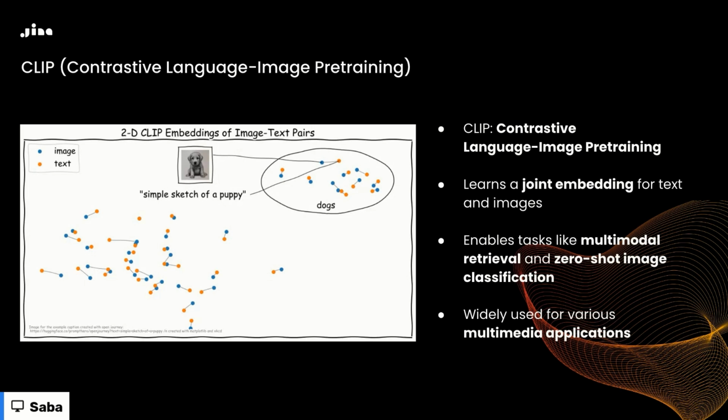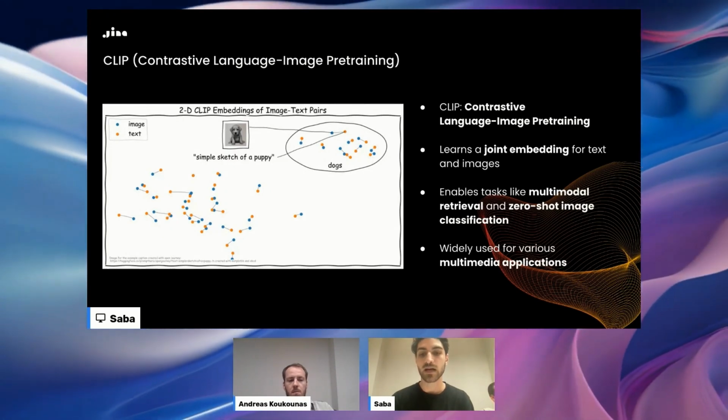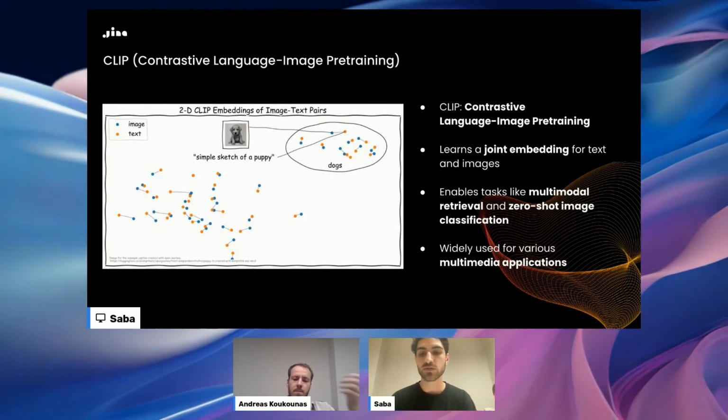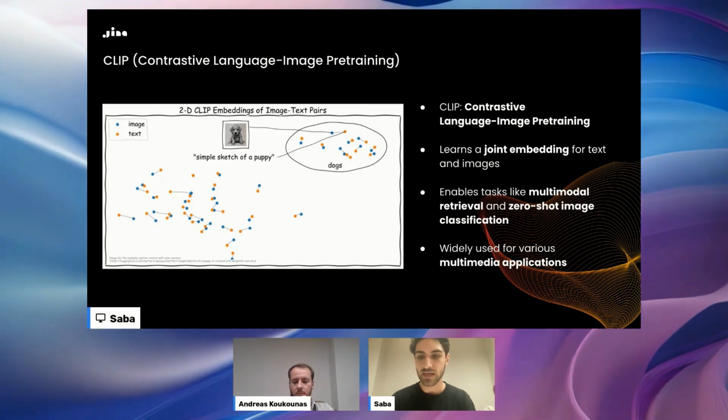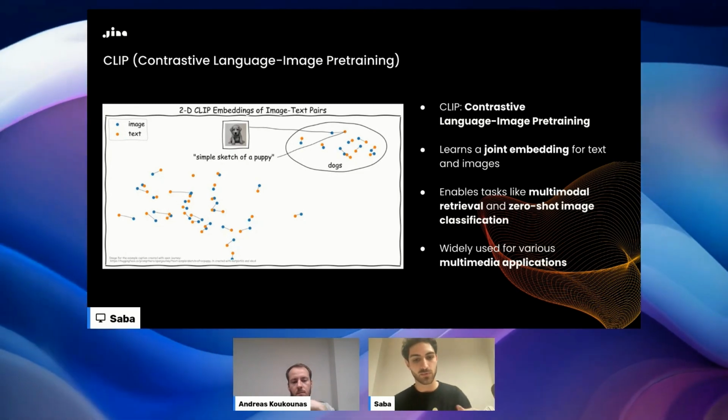So you basically have text or image as a query. You encode it into a shared representation. You also have a set of images or texts that are also encoded, and then you search through your text, images, or both together to find the most relevant one.